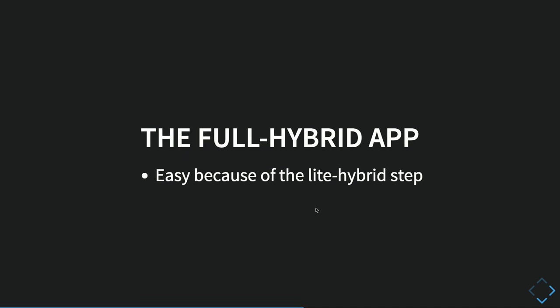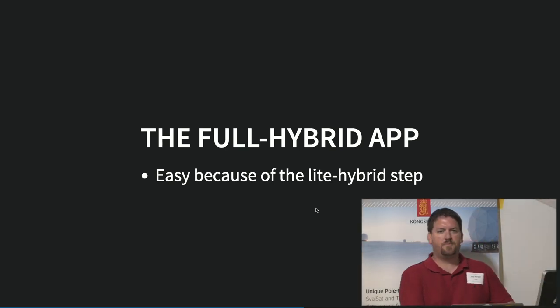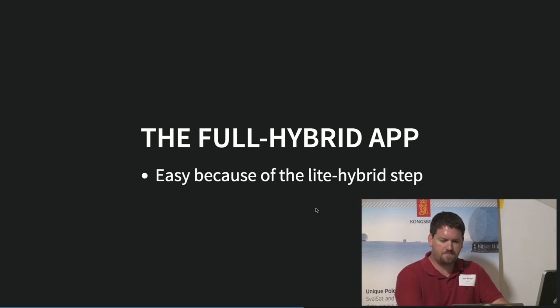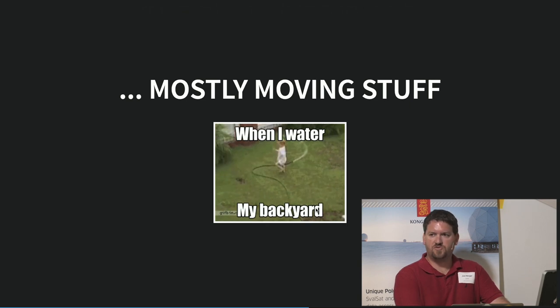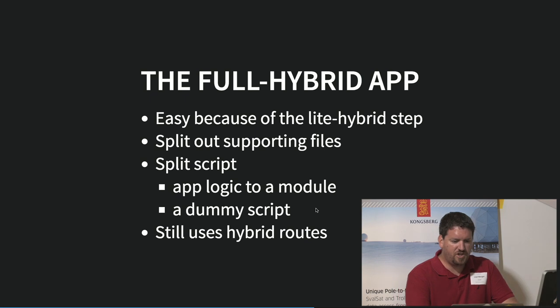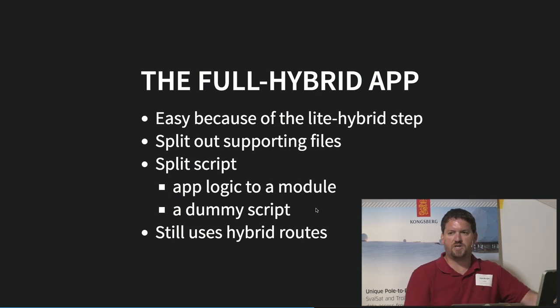So now we're going to move to the next stage, the full hybrid app. And this is much easier because in the previous stage, we got rid of most of the problems of moving to the full app. Because now it's just mostly moving stuff. The full hybrid app is easy, as I said, because we already did that. We're going to split out the supporting files, and we're going to slightly split up the script into an application module and a dummy script. We're still going to use the hybrid routes.